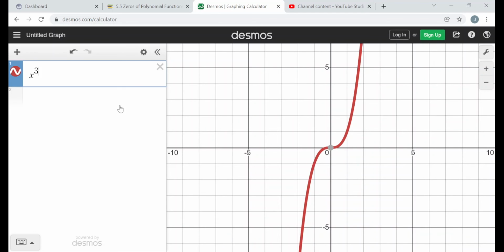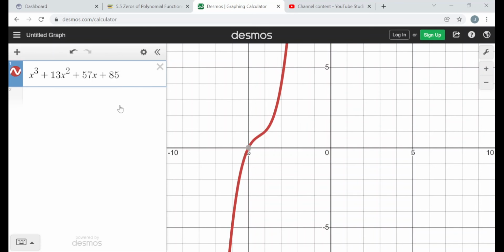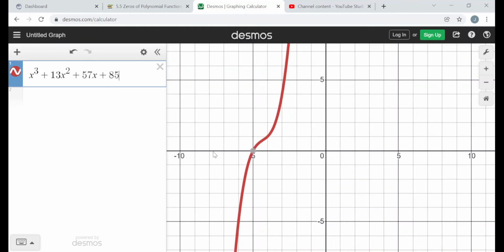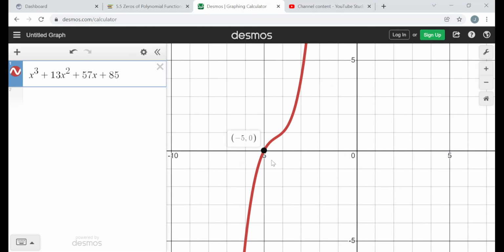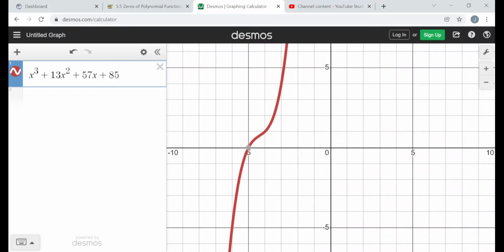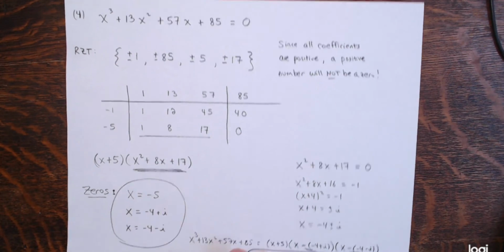So x cubed plus 13x squared plus 57x plus 85. And yeah, you can zoom out as far as you want. You're only seeing this one point here where the graph crosses the x-axis, and that's at negative 5, like I stated earlier on my paper. All right. So, looks good.